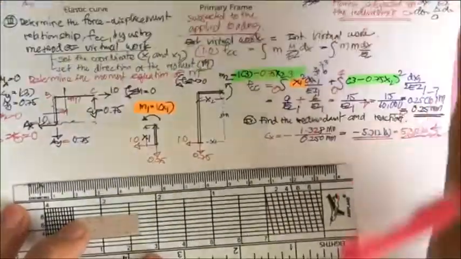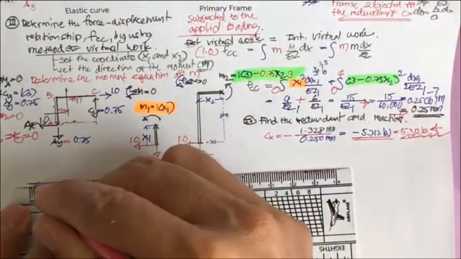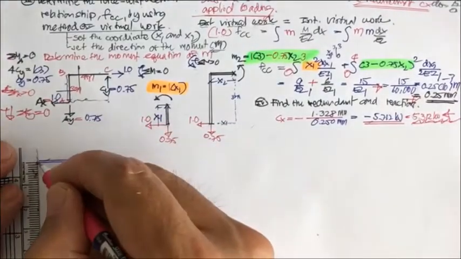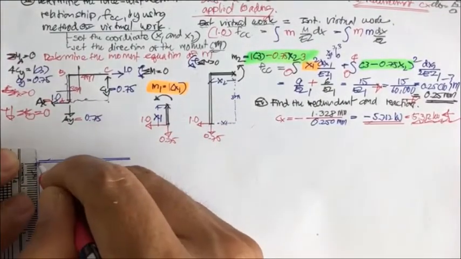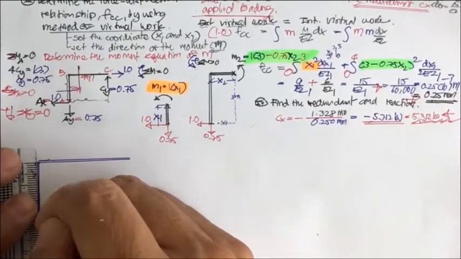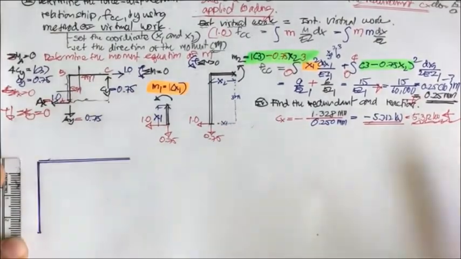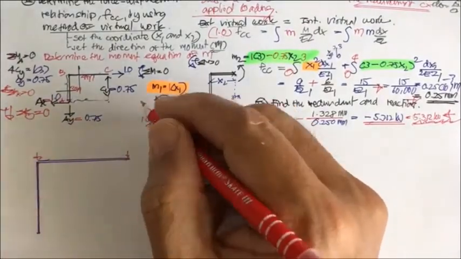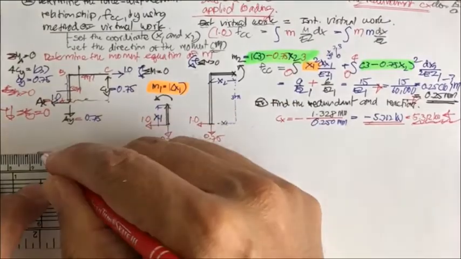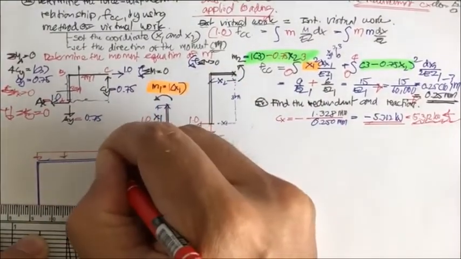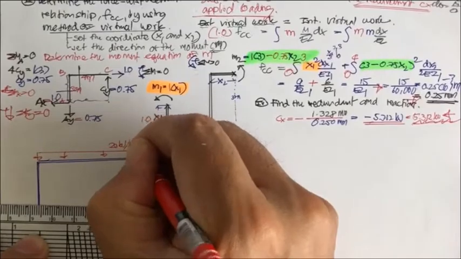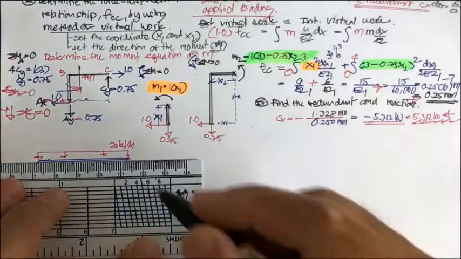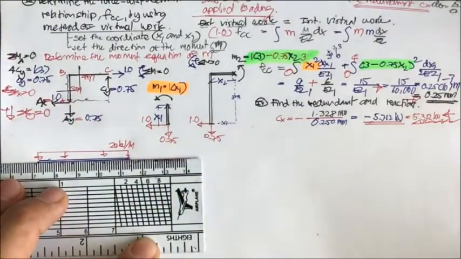So this one is 4, and this one is going to be 3 centimeter. Do the scaling, okay? Just do everything with the proper scale and draw it nicely. So the force here is going to be 20 kilonewton per meter. And now we have the applied force here.